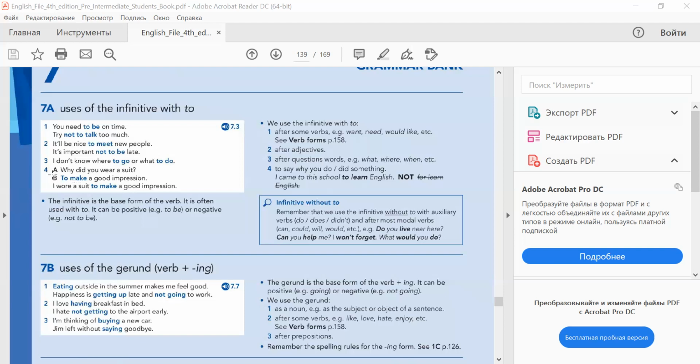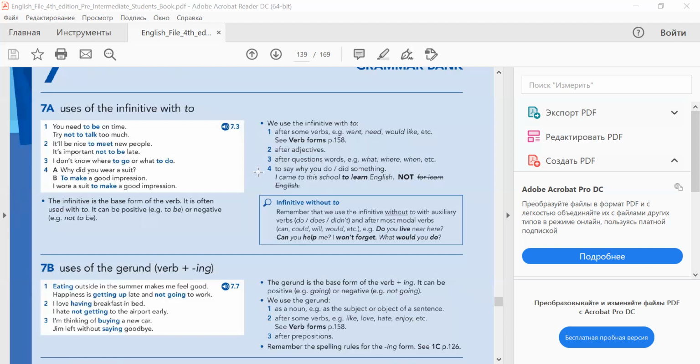Okay, number 4. Why did you wear a suit? To make a good impression. I wore a suit to make a good impression. Я надел костюм, чтобы произвести хорошее впечатление. To say why you do or you did something. Когда мы объясняем, для чего мы сделали какое-то действие, или для чего мы делаем определенное действие, мы используем to.